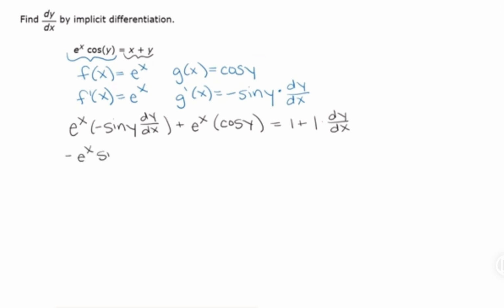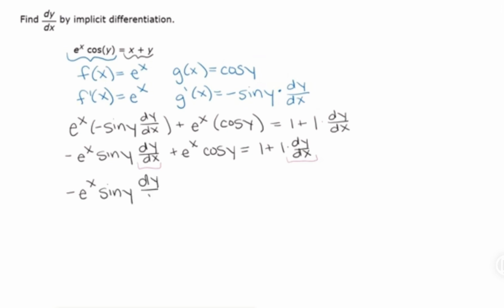And so we can go ahead and combine these, and we have negative e to the power of x sine y times dy/dx plus e to the power of x cosine y, which will equal 1 plus 1 dy/dx. Now what we want to do is isolate that dy/dx to only one side of this equation. So we can go ahead and subtract 1 dy/dx from the right side and add it to the left, and we can subtract e to the power of x cosine y from the right.